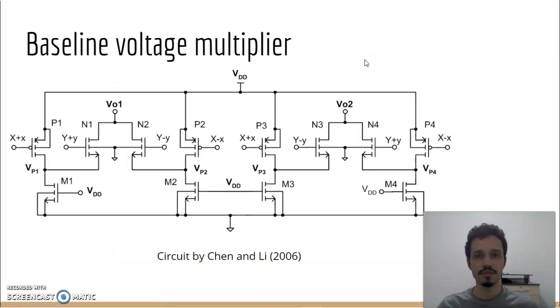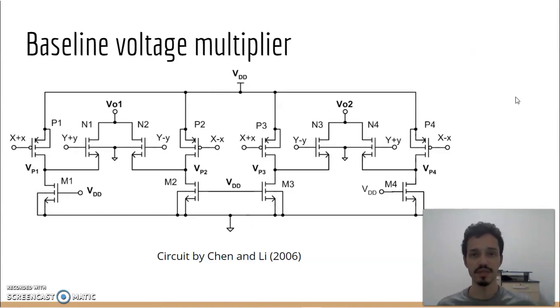We begin this exploration by analyzing a voltage multiplier proposed by Chen and Li in 2006. We specifically choose this structure because the authors have compared it to the most recommended structure in a review of voltage multipliers made by Han and Sanchez-Sinencio. And the authors, in this case Chen and Li, have shown that the multiplier in the schematic I'm showing here achieves a power dissipation of at most 1/3 of the most recommended structure by Han and Sanchez-Sinencio.